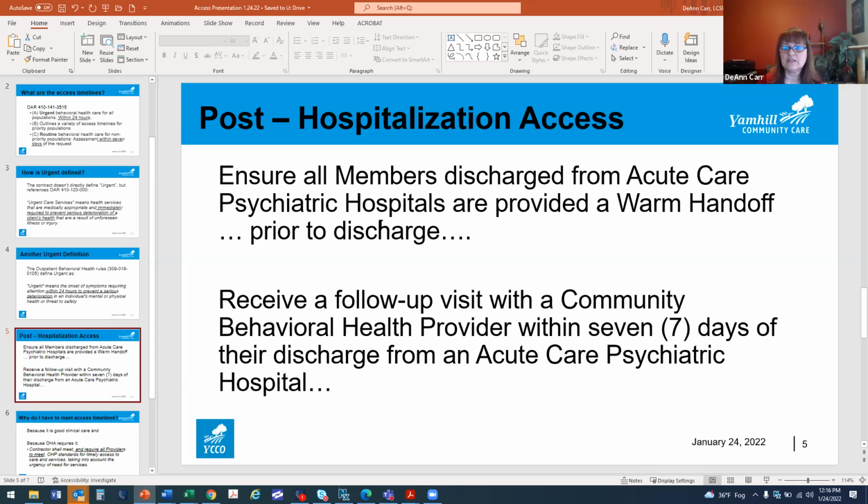And while it doesn't meet the standard definition of warm handoff, the state is using it a little more loosely. Warm handoffs do tend to be more in-person, if you want to be very strict about the definition, but the state's definition does include the phone and things like that, but that you are in essence connecting those providers with the member.